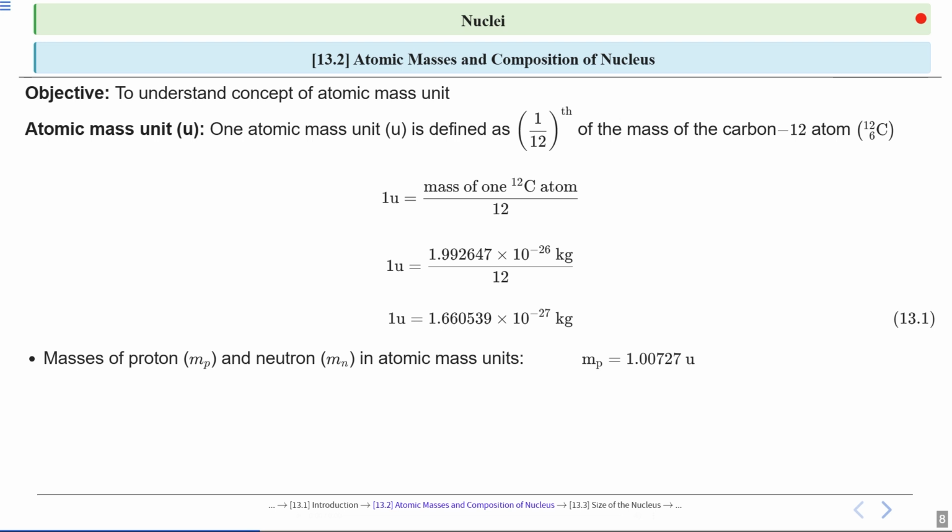Now let's look at the mass of the proton and neutron in atomic mass units. The mass of a proton is about 1.00727 u. This means a proton is just slightly heavier than one atomic mass unit. Similarly, the mass of a neutron is about 1.00866 u, which is just a bit heavier than a proton. Both of these values are very close to 1 u, but not exactly equal. This small difference is important in nuclear physics, especially when we discuss binding energy and mass defects.